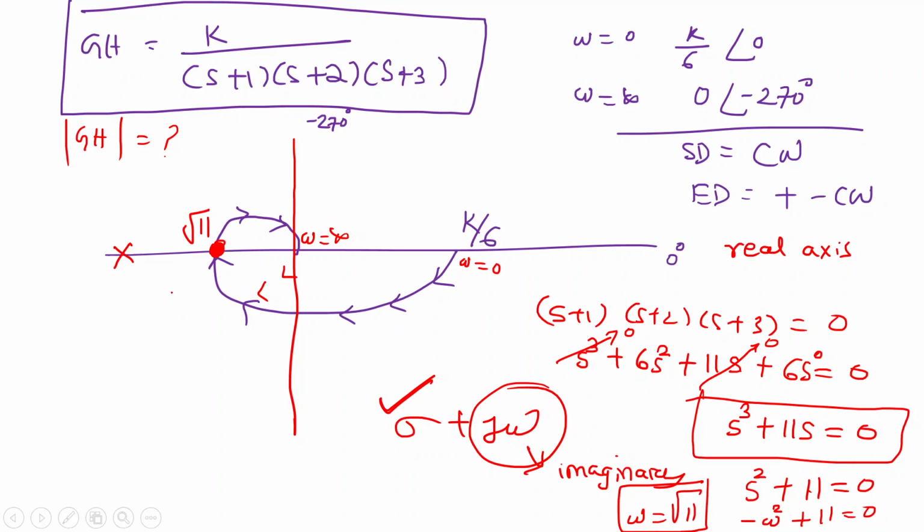Okay, sir. Do you know the intersection at the real axis? Yes. Equate the imaginary part to 0, and you got omega root 11. Yes, sir.